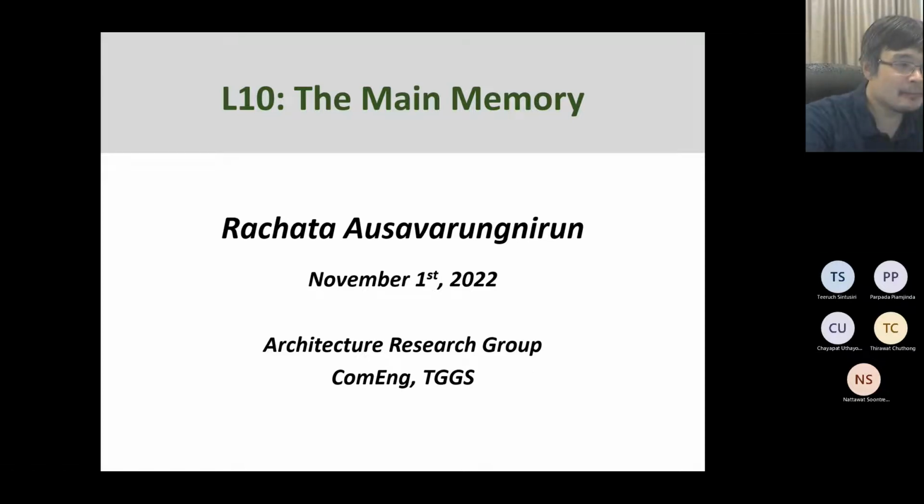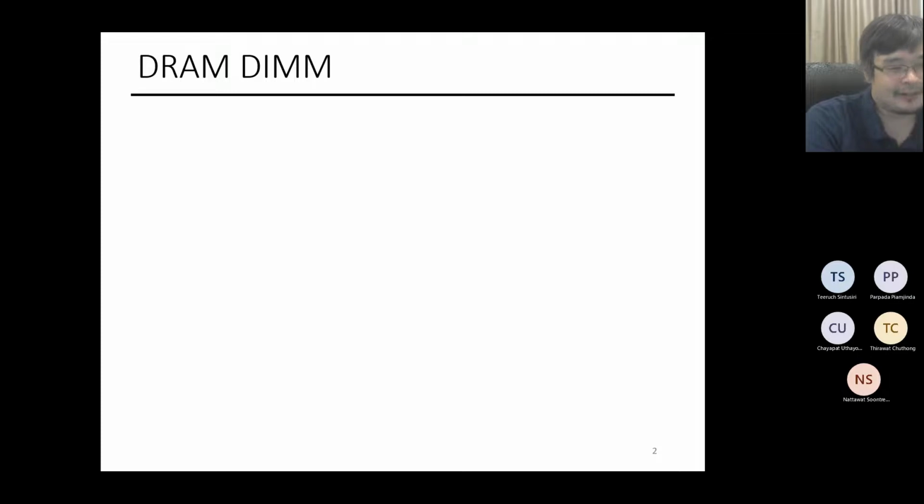So let me first begin by talking about DRAM DIMM. Anyone heard about this word before? DIMM. Anyone? So let me rephrase the question, and you can answer in Thai. Let's say you want to go buy DRAM, say you're upgrading your computer. It can be a desktop. You go to a computer store and you buy DRAM. How do you call a unit of DRAM?